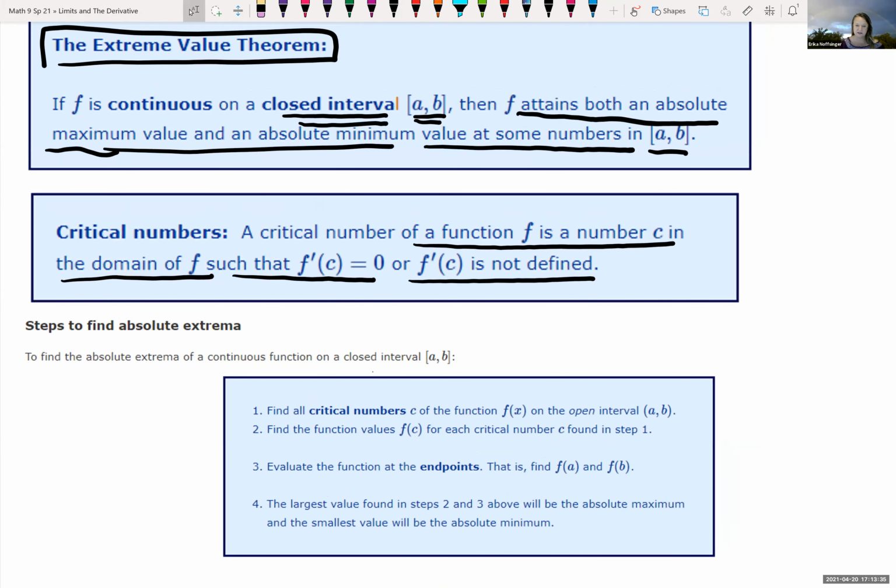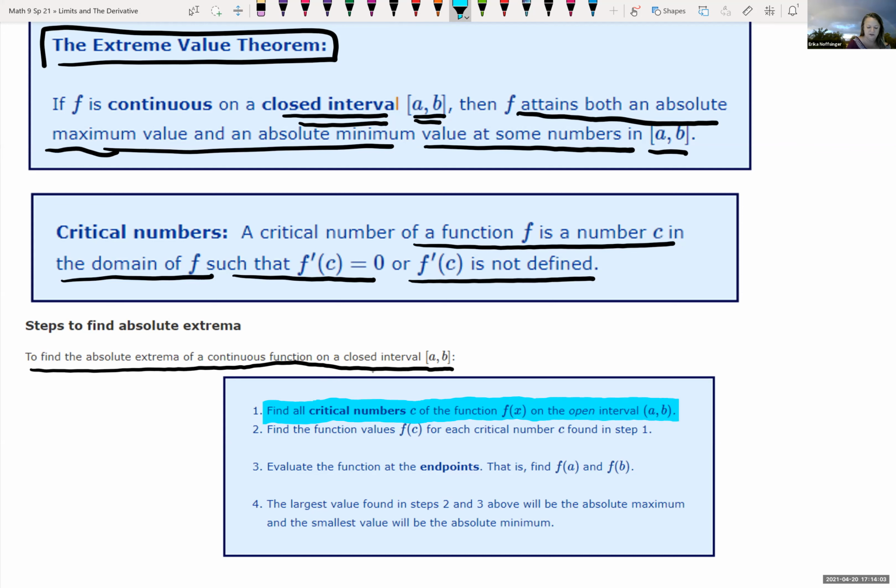So here are the steps to go through and find an absolute max and absolute min if they exist and the conditions hold for that extreme value theorem. To find the absolute extrema of a continuous function on some closed interval [a, b], the first thing you're going to do is find all your critical points c of the function f of x on that open interval (a, b). So we're going to find our first derivative. We're going to set our first derivative equal to 0 and find if there's any value c where it's undefined.